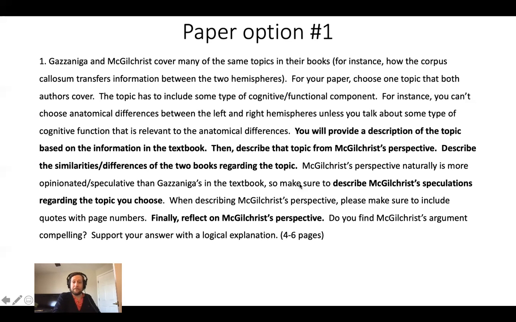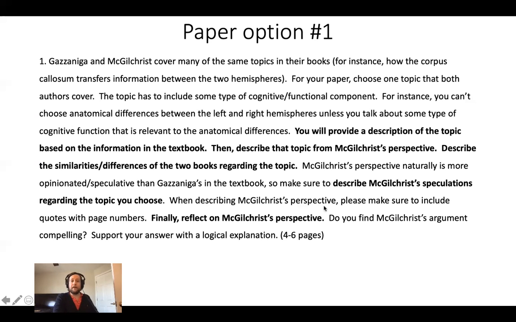But nevertheless, you want to make sure that you are describing McGilchrist's speculations for whatever topic he's speculating about. He takes all this stuff about the brain and he's speculating by connecting these aspects of the brain to big picture stuff like Western society or different clinical conditions. And so those are some of the speculations that you would want to talk about.